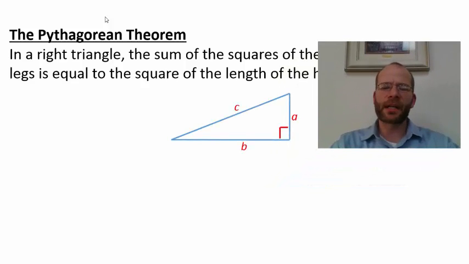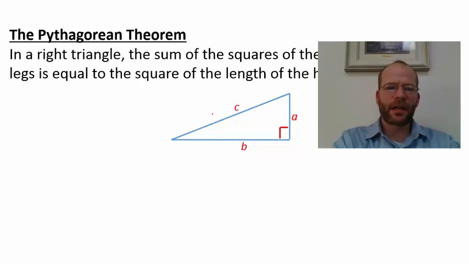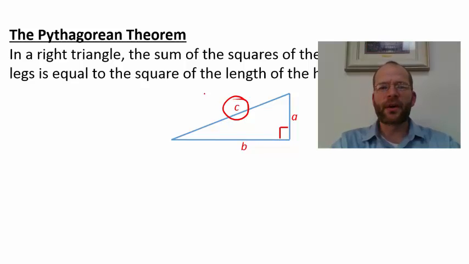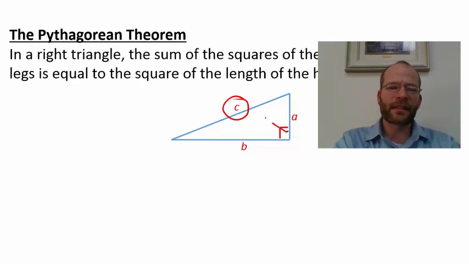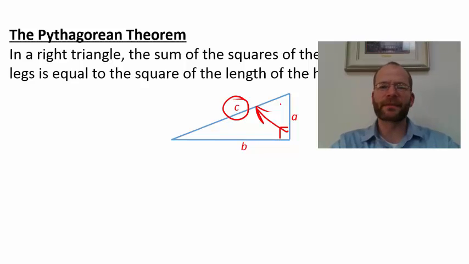First of all, some terminology. In a right triangle, the longest side is always called the hypotenuse. So in this case, C represents the hypotenuse. You can always find the hypotenuse opposite the right angle. The other two sides are called the legs indiscriminately. A, B, they're both legs. Doesn't matter which one's longer than the other. They're both called legs. So what does this theorem say?